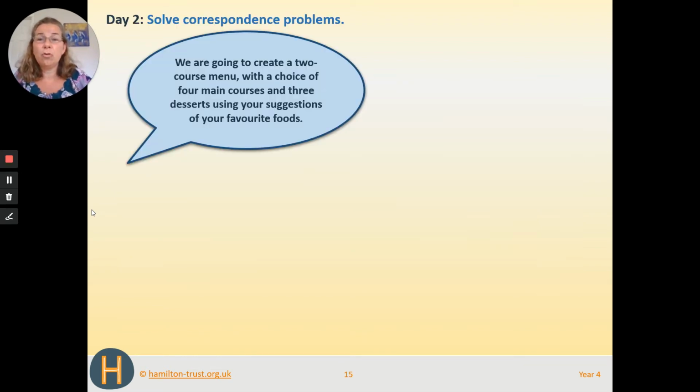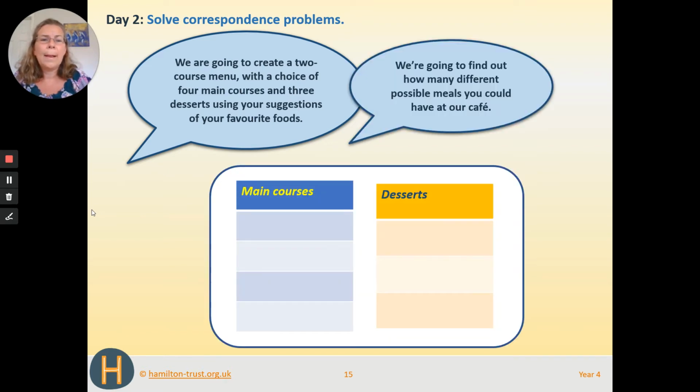We're going to create a 2-course menu with a choice of 4 main courses and 3 desserts using your suggestions of your favourite foods. Have a little think about what you like and you could get a pencil and paper and jot some things down. We're going to find out how many different possible meals you could have at our cafe. So jot down on your sheet 4 main courses and 3 desserts of your favourite meals or your family's favourite meals. You can either do that in your maths books or on a piece of paper. Pause the video while you go and get them and write them down.